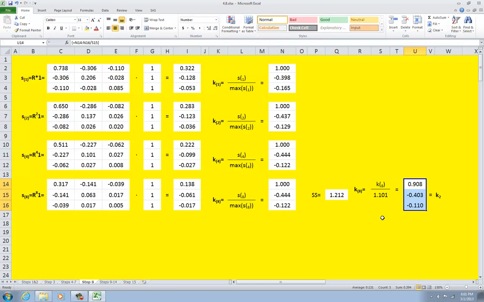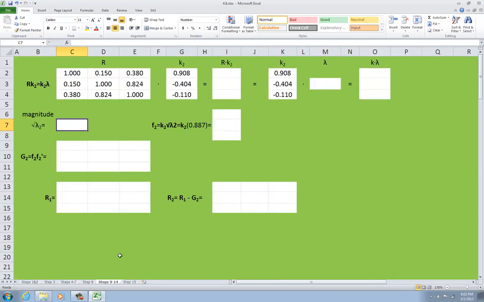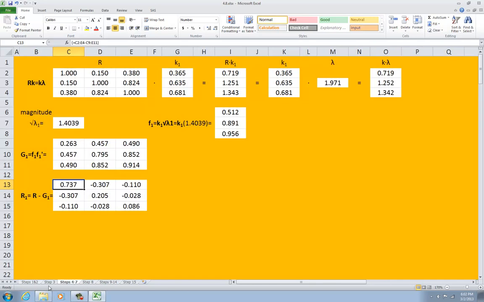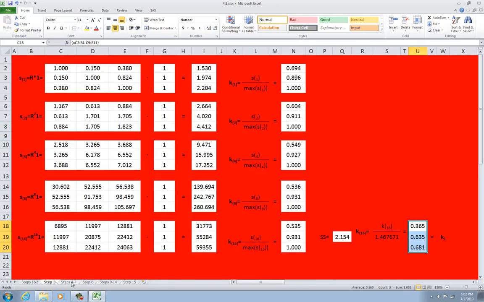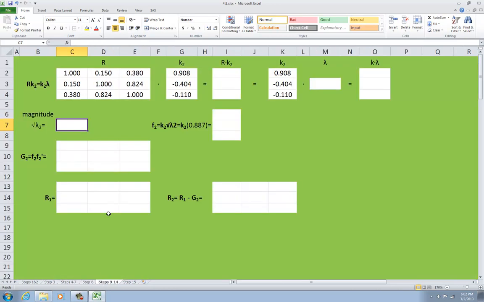And there you go. That's the end of step 8, so let's move on to steps 9 through 14. We're almost there. It's a similar process to what we did before. This looks familiar. We had it in steps 4 through 7.